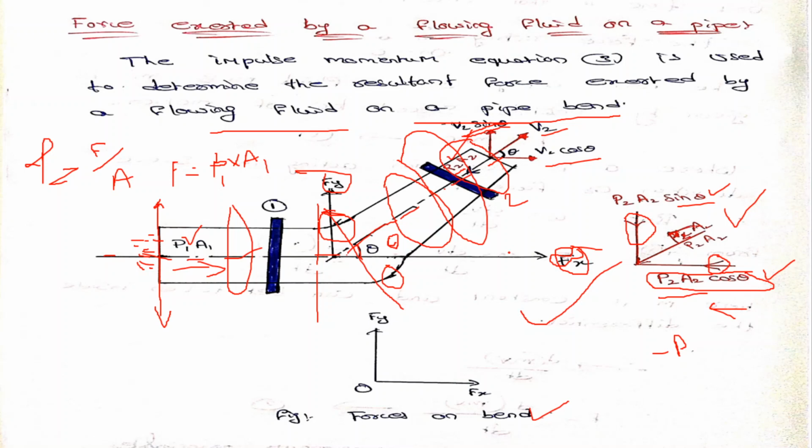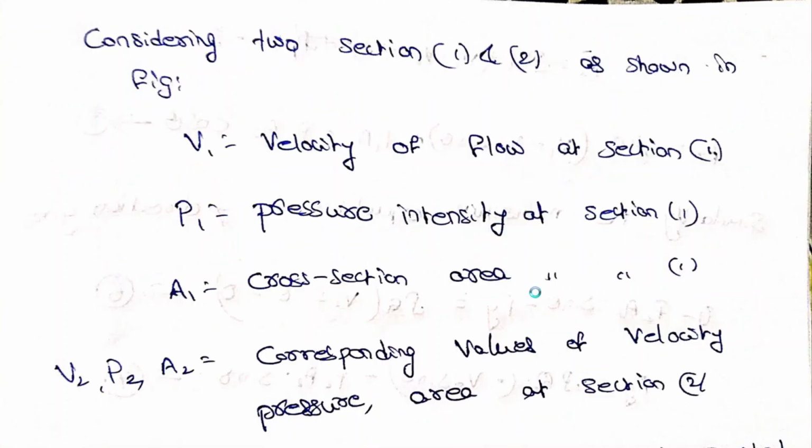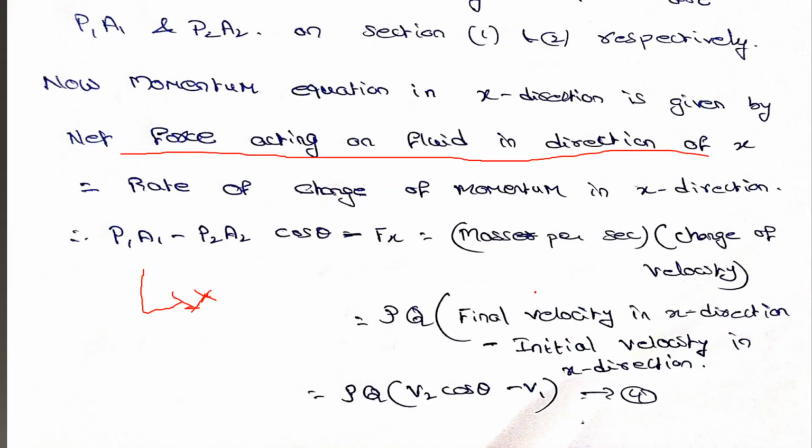What I said now, as it is acting in bending, meaning at the bending location we have to take it as negative. See here now, P1A1 minus P2A2 cos theta minus fx. Now the rate of change of momentum, what is there here? Here one more formula is there, that is mass per second into change of velocity. The rate of change of momentum formula is mass per second into change in velocity.